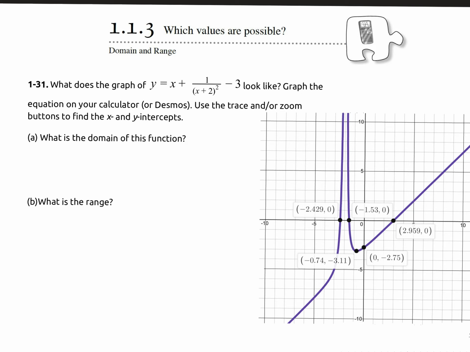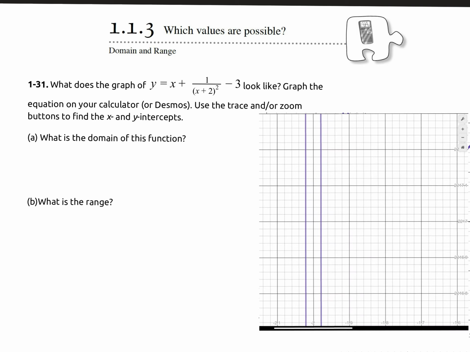When I ask you to think about the domain, maybe you think, hey, it's all real numbers. But what I want you to do is go back to whatever you graphed this on, whether it was Desmos or your graphing calculator, and zoom way out and then zoom in on the graph when the y value is like 2,000, okay? And I'll come back and show you what that looks like for me.